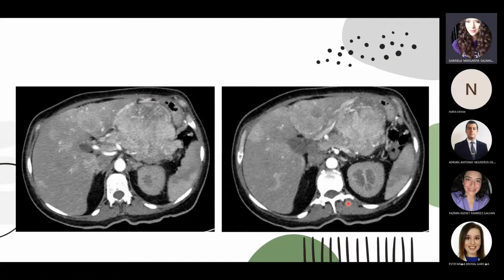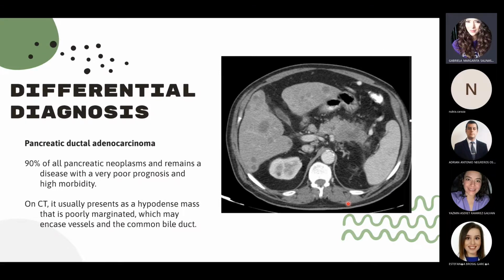Now we will see some differential diagnosis based on the tomographic findings we have just seen. First, we have pancreatic ductal adenocarcinoma, 90% of all pancreatic neoplasms, and it remains a disease with a very poor prognosis and high morbidity. On CT, it usually presents as a hypodense mass that is poorly marginated, which may encase vessels and the common bile duct. We can see here how they enhance poorly compared to the adjacent normal pancreatic tissue.